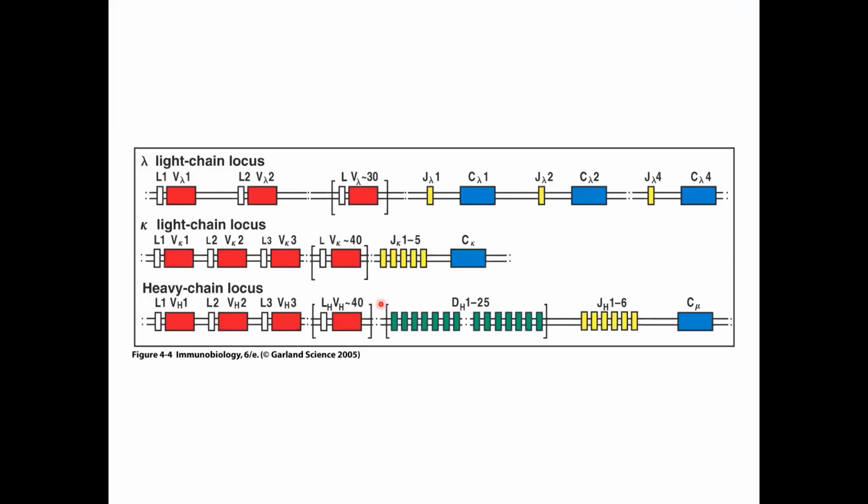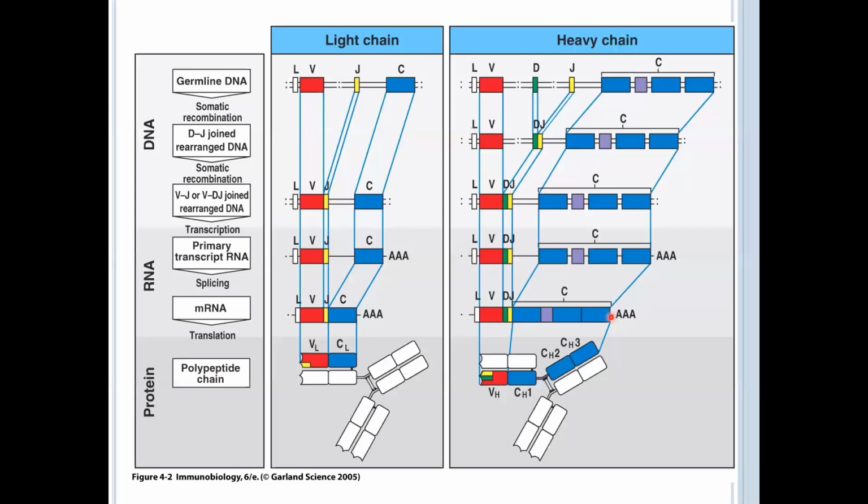When an individual cell decides to make a B cell receptor, it picks just one of each of these genes, and it cuts the genome and fuses those gene segments together. This process is called VDJ recombination.